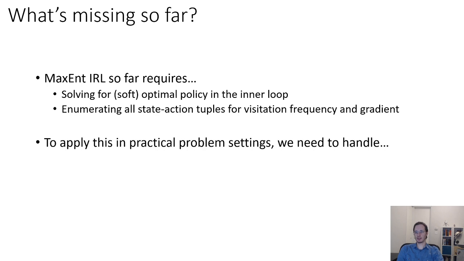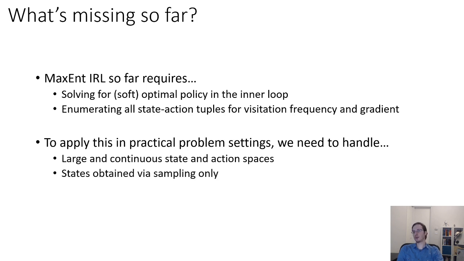gradient. And to apply this in practical problem settings, we need to handle the fact that we might have large and continuous state and action spaces, which make both these things difficult. States might be obtained only by sampling, which makes enumerating all state action tuples impossible. And we might have unknown dynamics, which makes the naive approaches for calculating the backward and forward messages infeasible. So the maxent IRL algorithm, as I discussed so far, is not entirely practical to apply in realistic settings, and we'll need to come up with tractable approximations in order to handle the kind of high-dimensional and continuous problems that we often encounter in deep reinforcement learning.